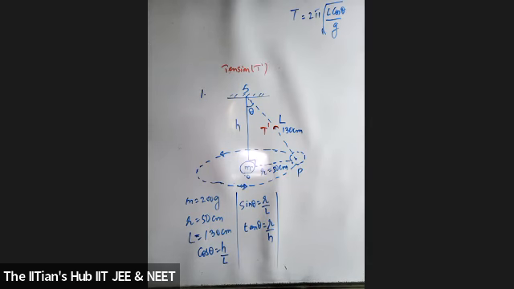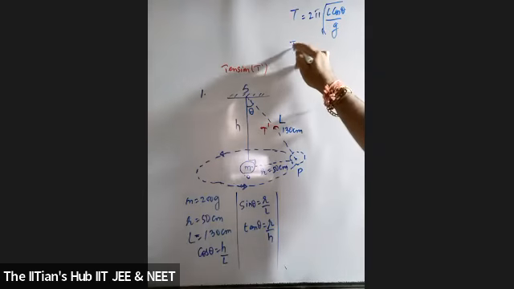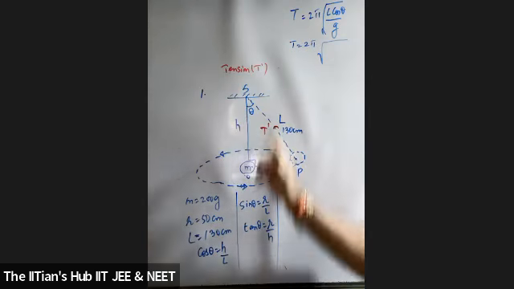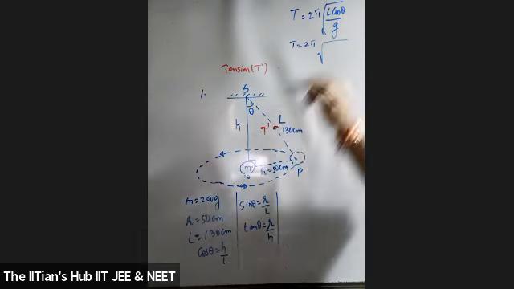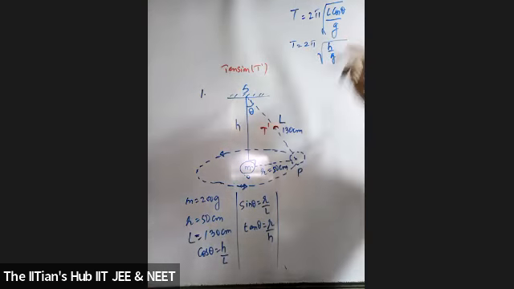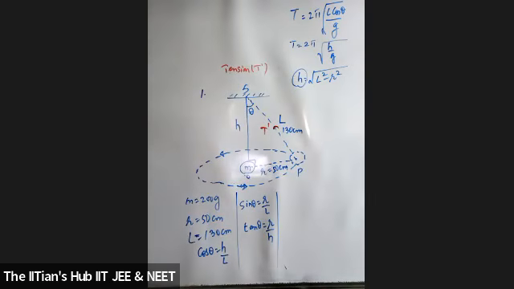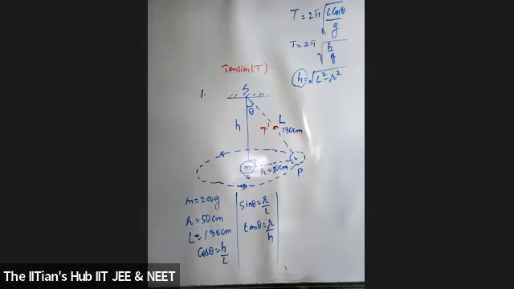H is not given, but you can find it in terms of Pythagoras, and you can get your answer. So T is equal to 2 pi under root... What is cos theta? Adjacent upon hypotenuse. So L cos theta I can write as H by g. Can I get the value of H? Yes, it will be under root L square minus R square. Can I substitute this H back over here? Yes, sir. Everybody, is it clear to all the students? Yes, sir.